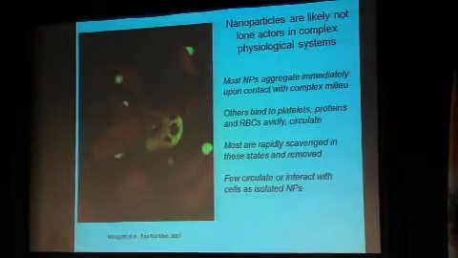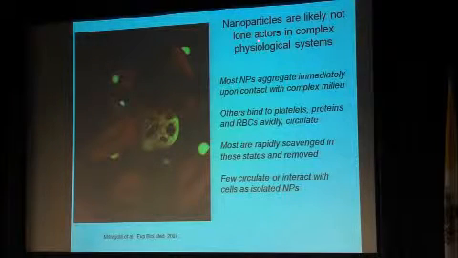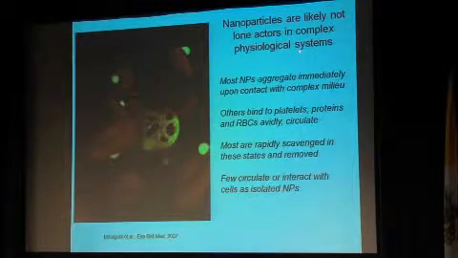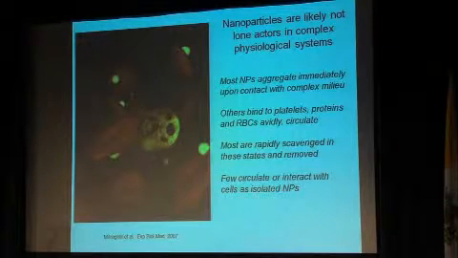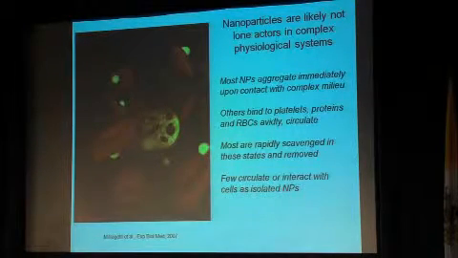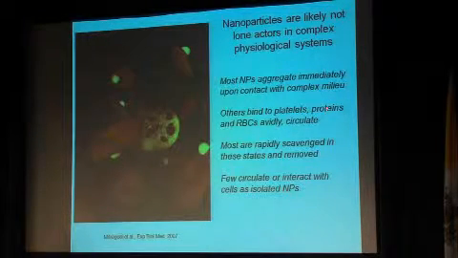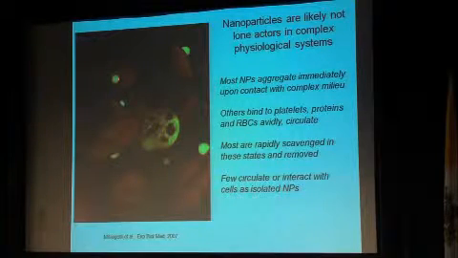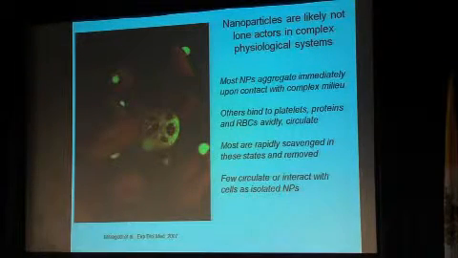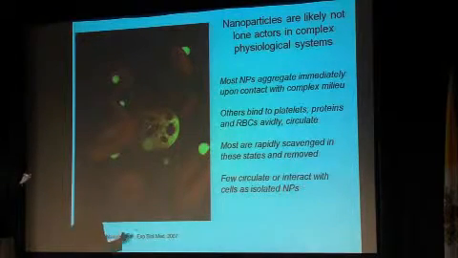So, as I said yesterday in the question and answer session, nanoparticles are likely not lone actors in complex physiological systems. Most nanoparticles aggregate immediately upon contact with complex milieu. 70 milligrams per mil of protein is very daunting. Others bind to platelets, proteins, and red blood cells. So here's the cartoon from Mitre-Gauthry's paper that shows how nanoparticles are actually binding to red blood cells, and they're carried throughout the circulation. The circulating half-life of a red blood cell is 120 days.